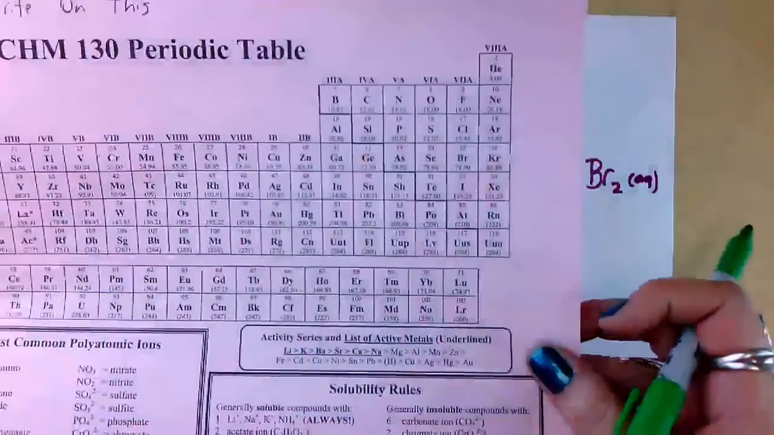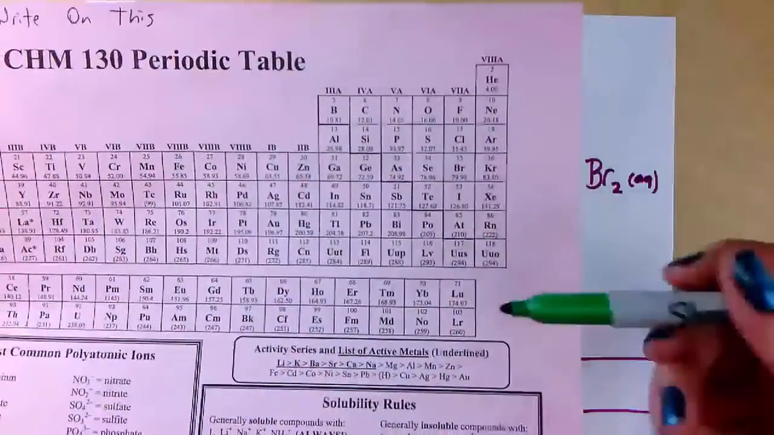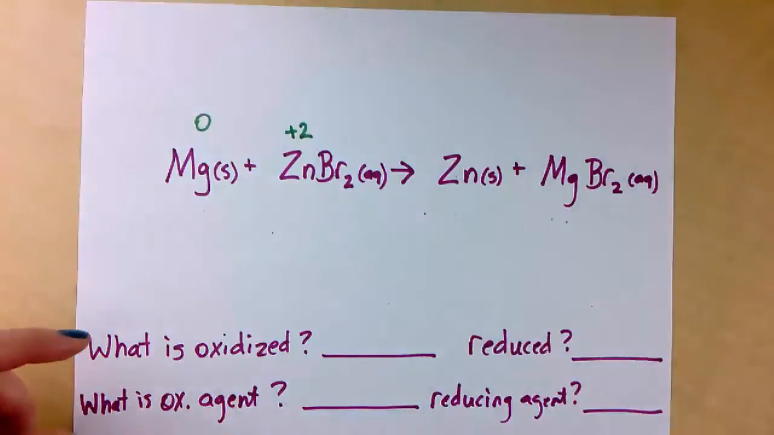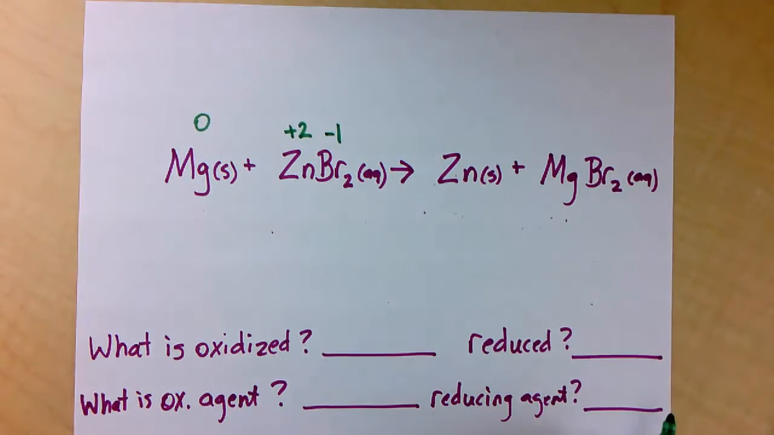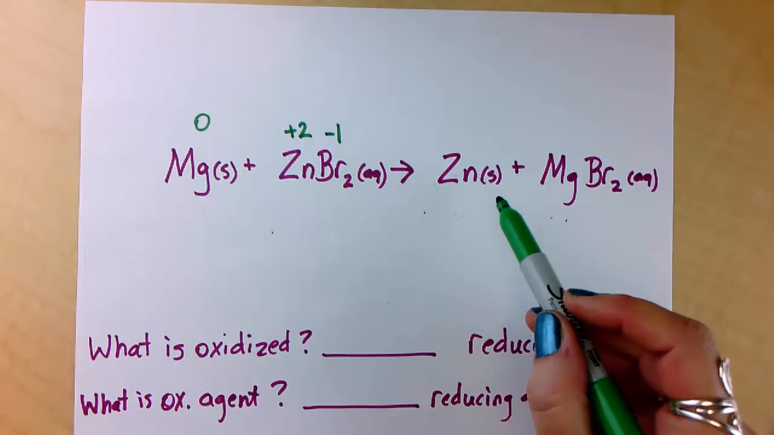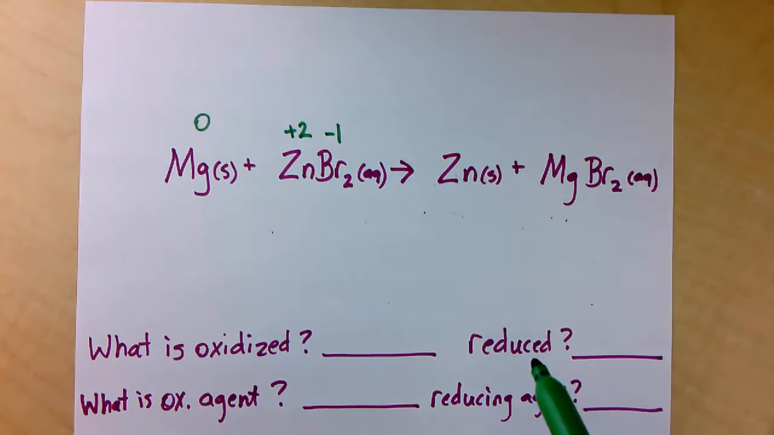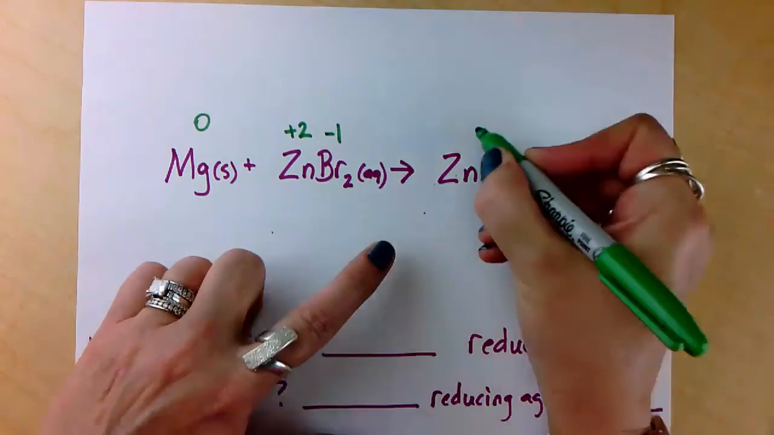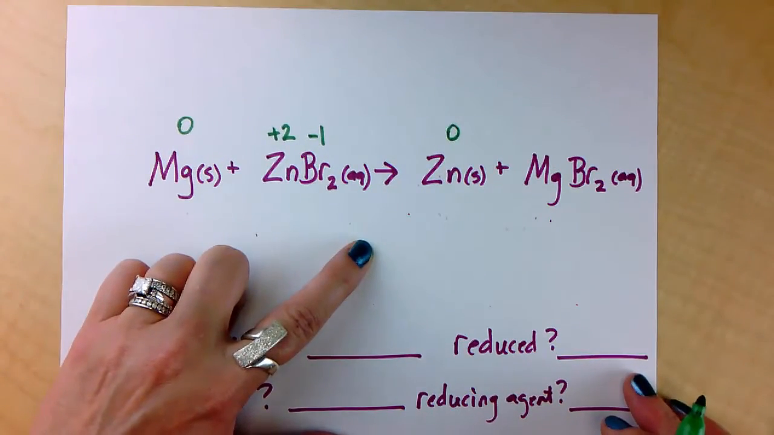What about Br? Well, it's a halogen. It's in the halogen column. And in an ionic compound, they have a charge of -1. Now, on the product side, we have zinc solid. So it's in its elemental state. What's the charge on an element in its elemental naturally occurring state? You're right, it's 0.